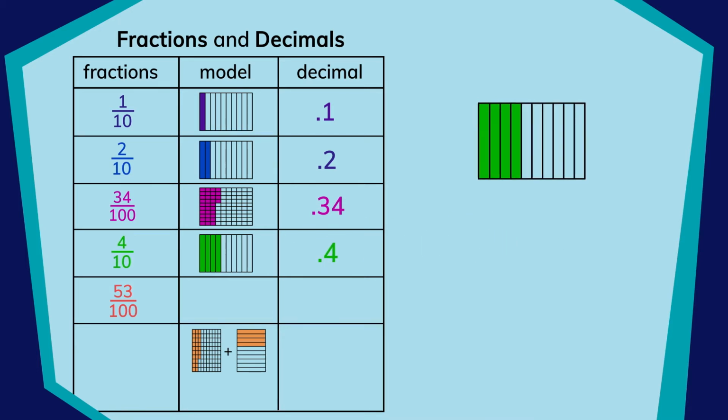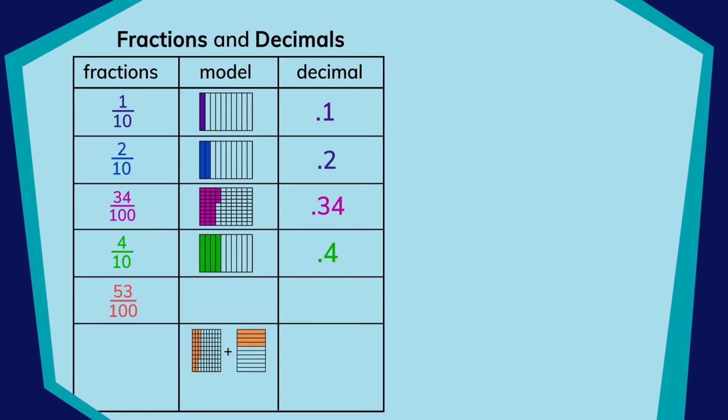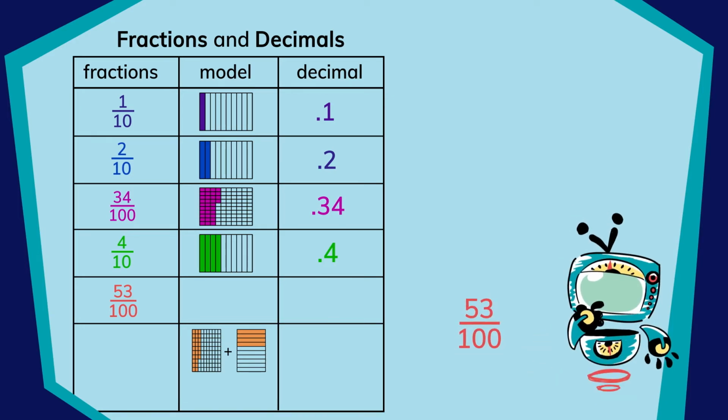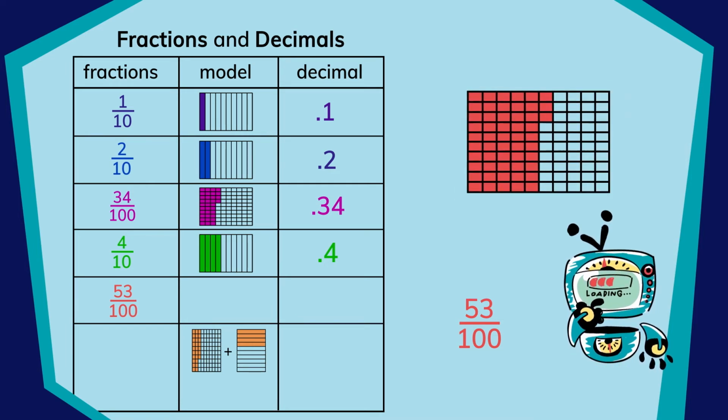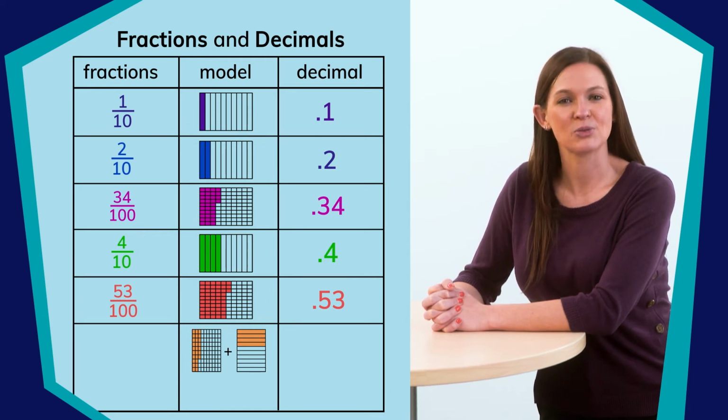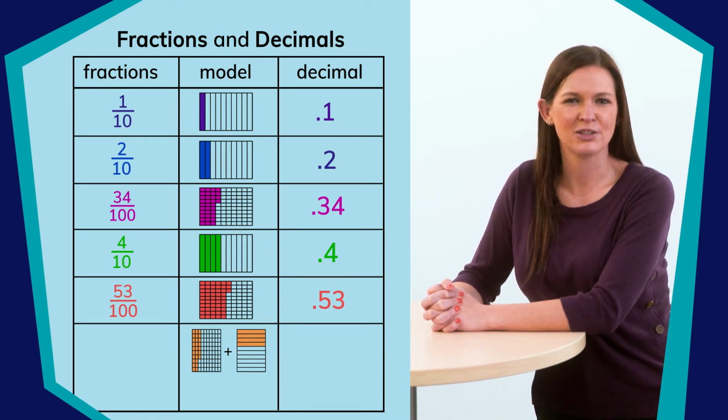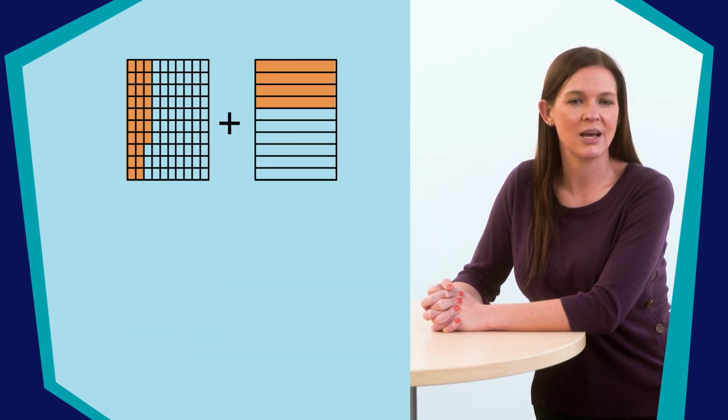Now, the next row has the fraction only, 53/100ths. What would the model for that look like? Great job. 5 full rows shaded and 3 from the next column. This model looks different. It's 2 models actually. Well, it's the only thing in the chart, so we should probably examine it a little closer. It looks like it has the first model added to the next model.